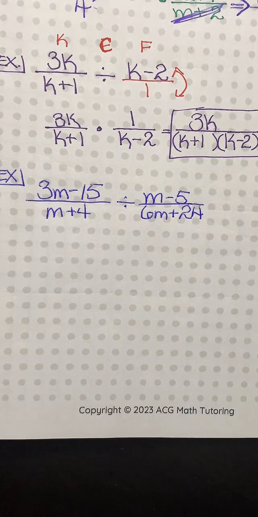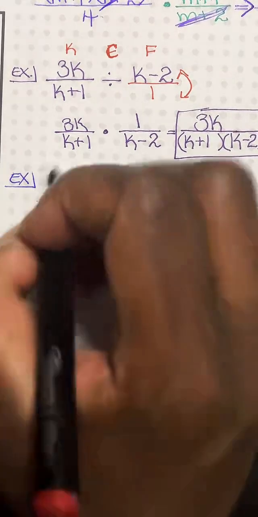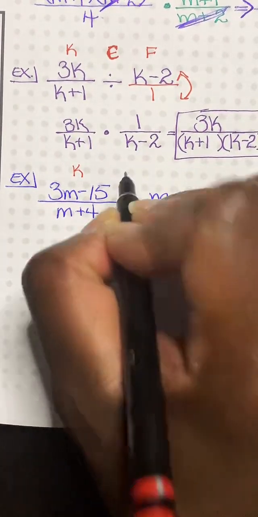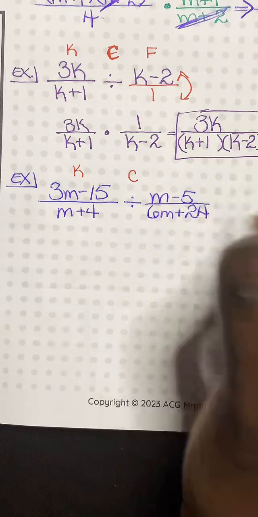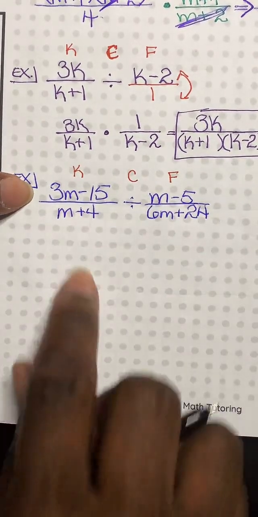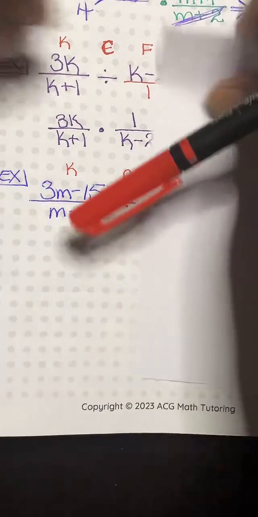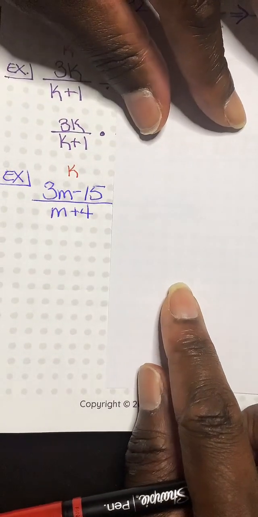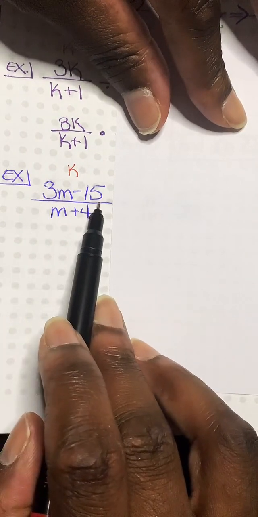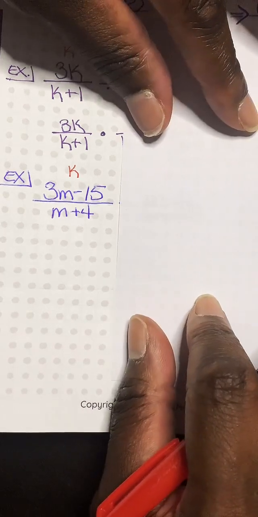All right, so here we go. So I'm kind of looking at my keep. Okay, we're going to change that division to multiplication, and then we're going to flip. So this first ratio, let me cover it up so we can focus our attention on one thing at a time. I notice right here, my numerator, I could factor something out, right? What can I factor out?